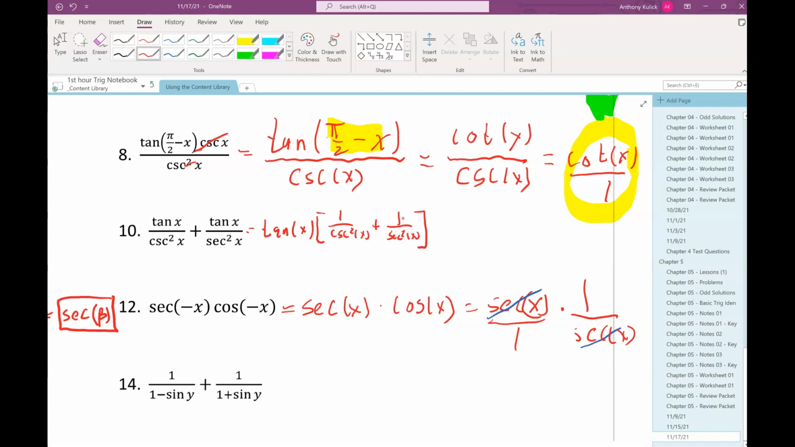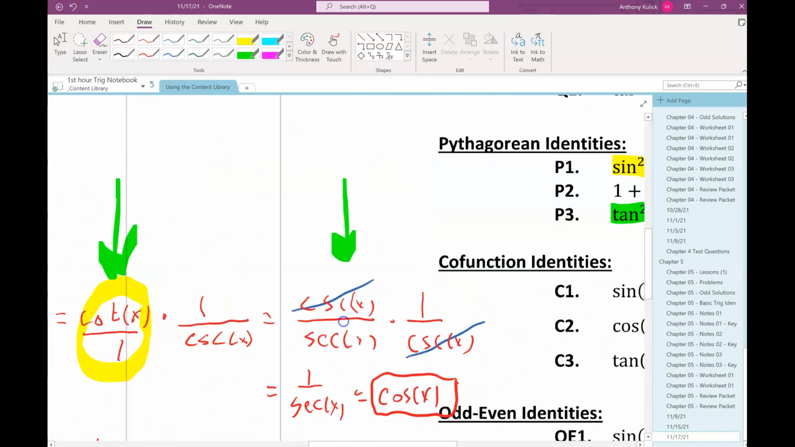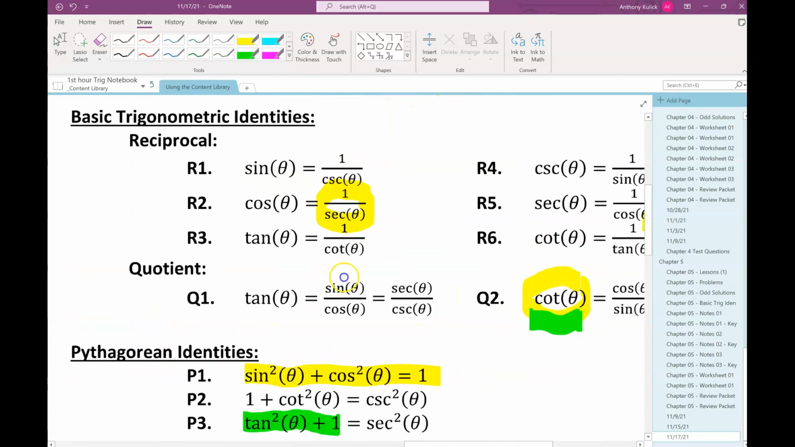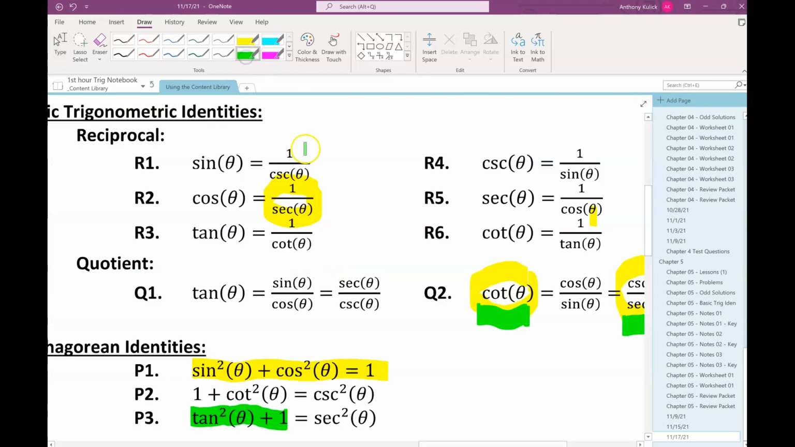So now I see that I have two reciprocals, right? I have 1 over cosecant squared and 1 over secant squared. That to me screams use a reciprocal identity, get rid of those fractions. It's much easier if there's no fraction involved. So I'm going to go to my identities list and look for 1 over cosecant. I see that 1 over cosecant is equal to sine. And similarly, 1 over secant is equal to cosine.